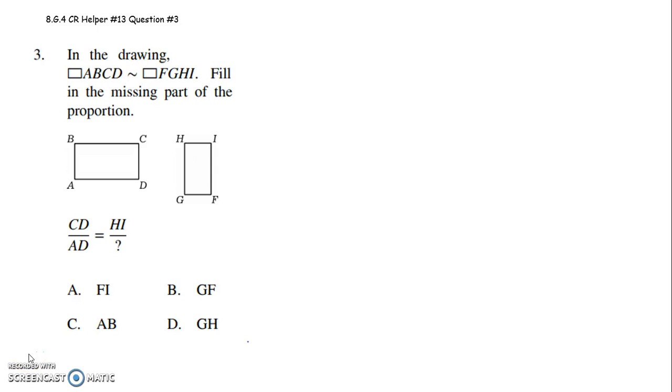All right. This is to help 8th graders. This is to help you with question 3 on CR 13. It says in the drawing, rectangle ABCD, this symbol means is similar to, rectangle FGHI. Fill in the missing part of the proportion.